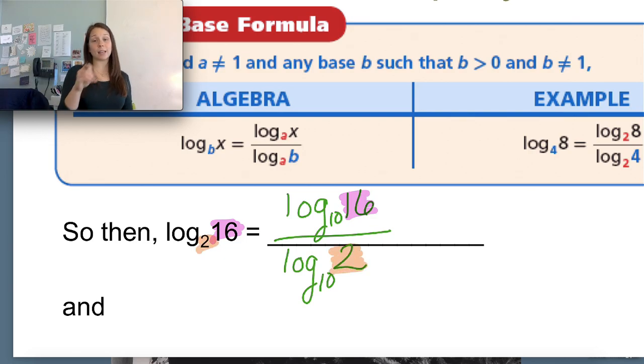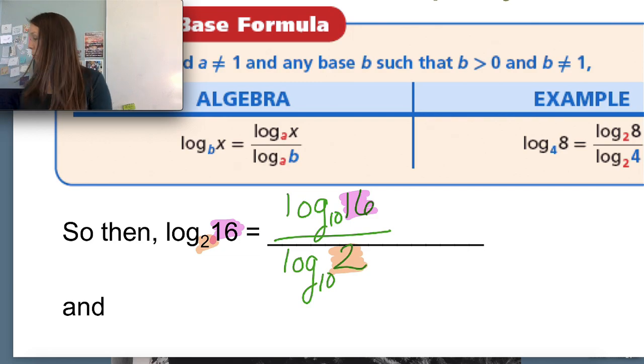So I keep the same base because I changed the base, right? So they're both log base 10 in that fraction I created. The original number being plugged into the original problem is in the numerator. The original base is what's being plugged into the denominator.